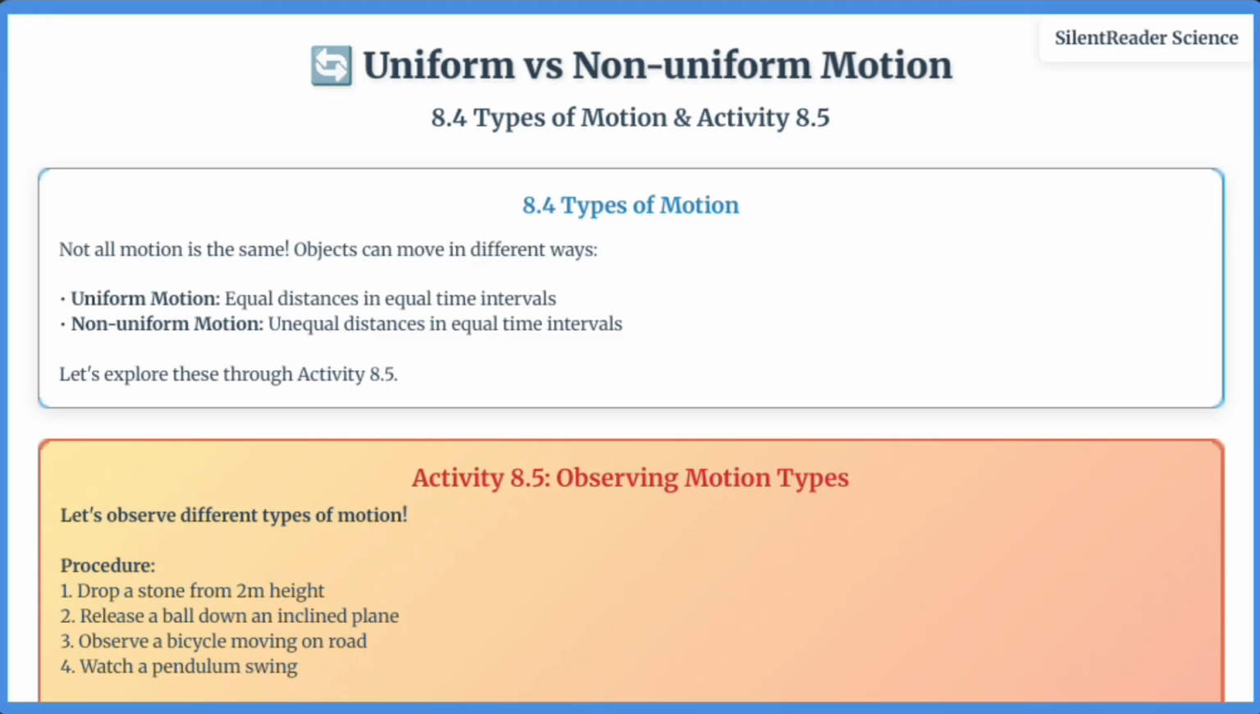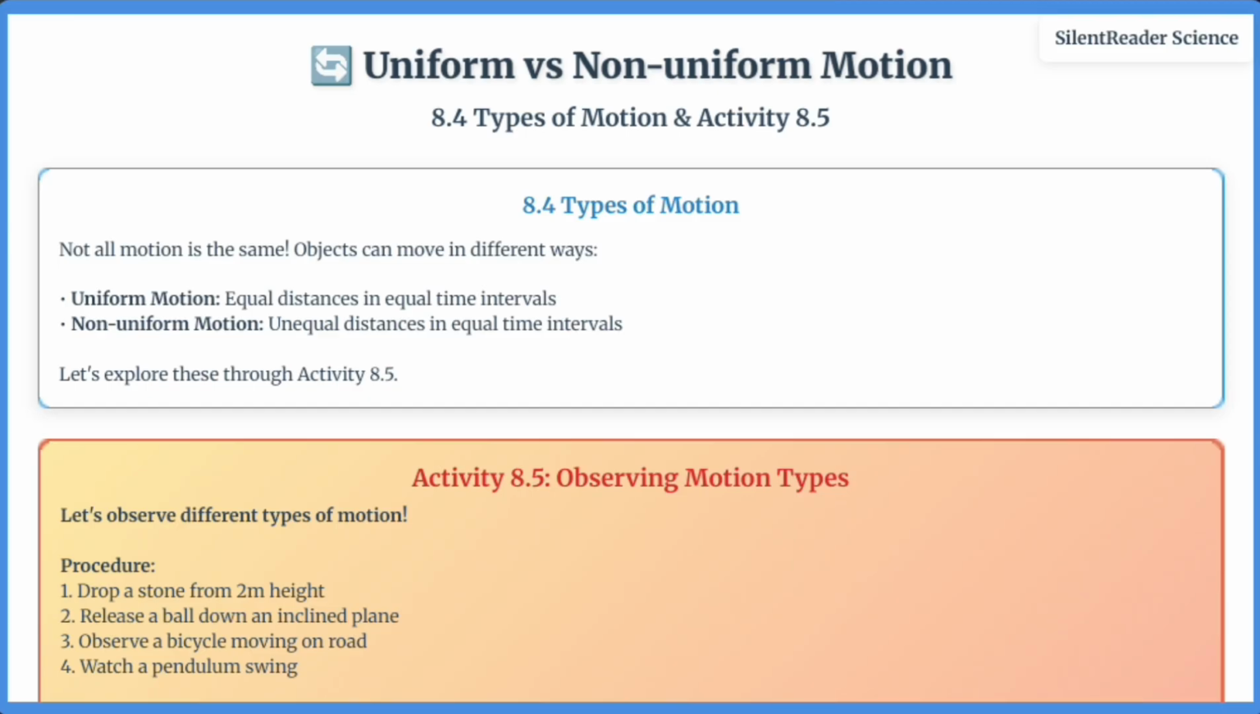Non-uniform motion means unequal distances in equal time intervals, with speed changing with time. This is very common in daily life. Examples include vehicles in city traffic, falling objects, roller coaster rides, or athletes running races.